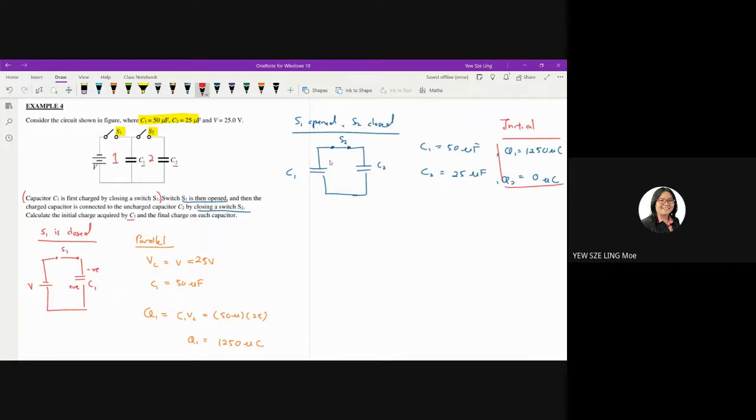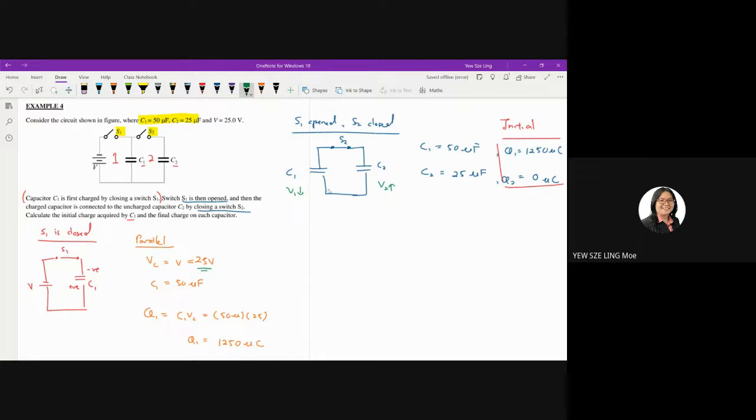What we want is after both capacitors come to the same potential difference. Now what does it mean? It means you can no longer use 25 volt in our second circuit. Why? Because when you close S2, C1 will be used to charge C2, meaning that V1 will drop and V2 will increase. So you can no longer use V equals 25. It is not valid anymore.